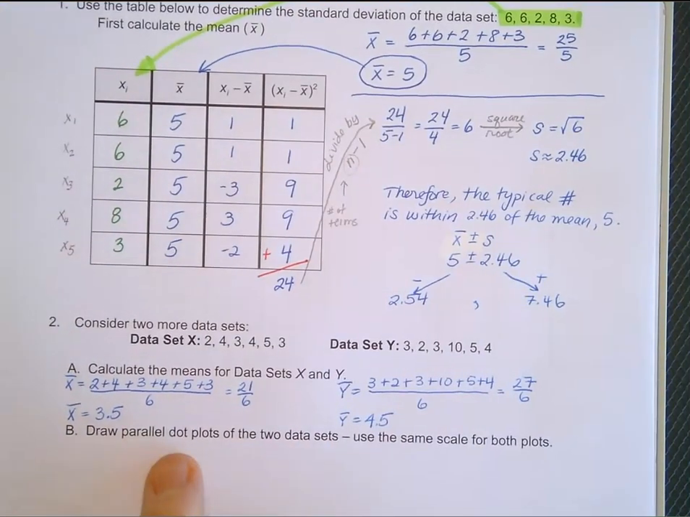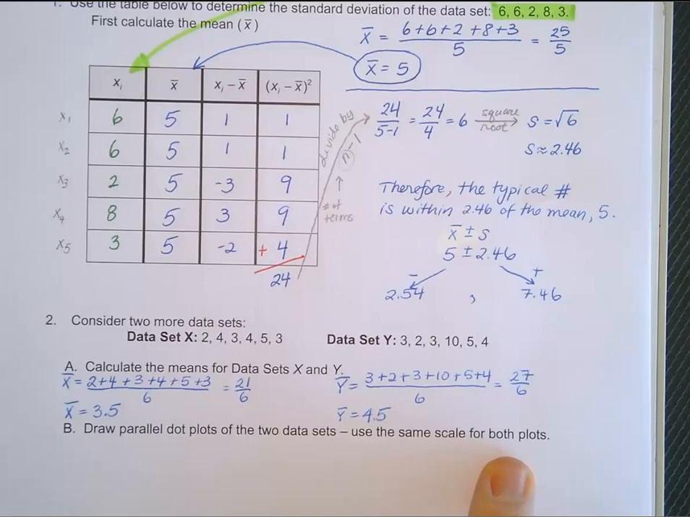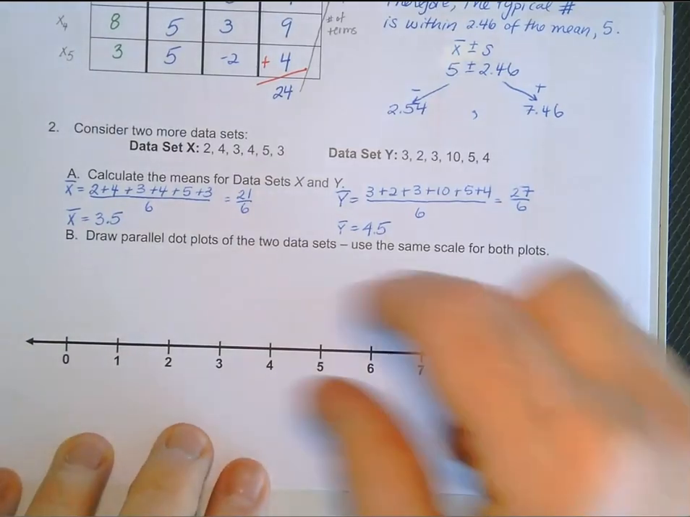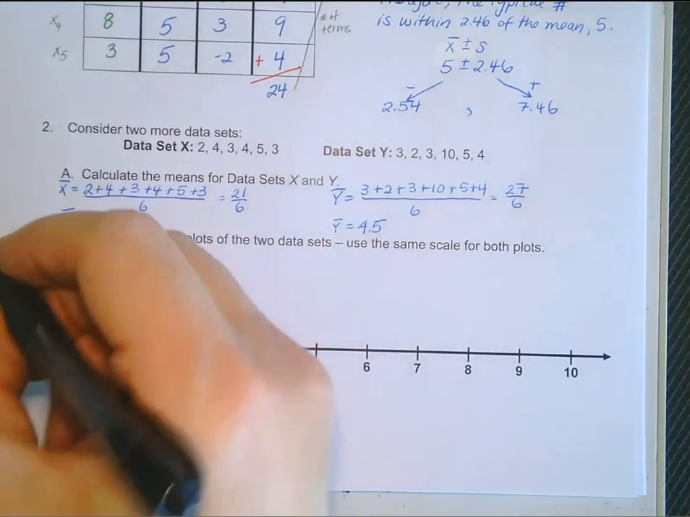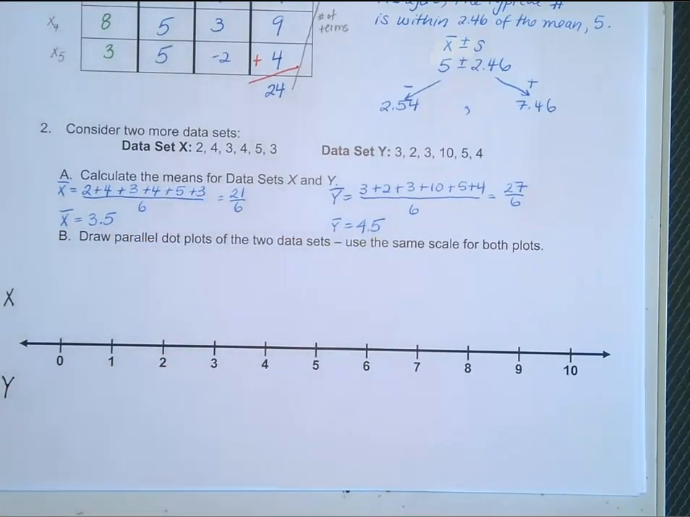All right, now it says draw parallel dot plots of the two data sets. Use the same scale for both plots. And you can see here, I have a number line. My way of doing the parallel is I'll do X on the top and Y on the bottom, right below. So I'll do X's data here, and I'll do Y's data down there. And so let's do the dot plots. I can use this one. Okay, so let's put the numbers on so you can see.